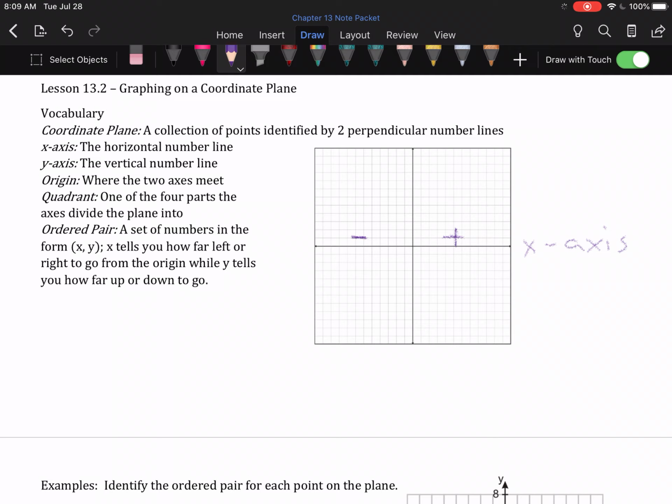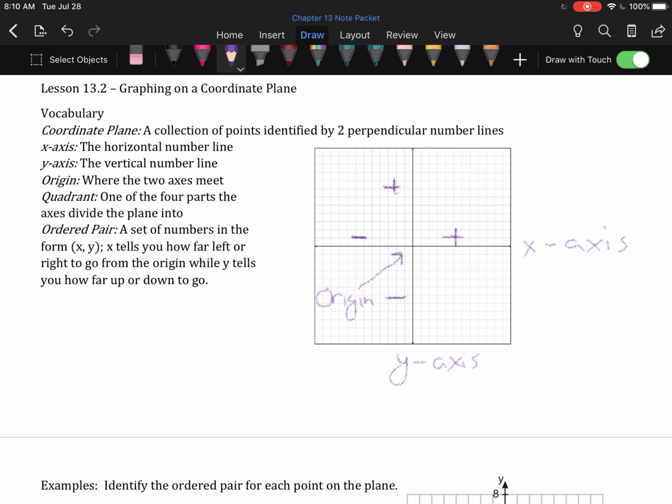The y-axis is the vertical number line. So it's this guy that goes up and down through the middle. And just like the x-axis, there's a positive and a negative part. The positive part is up, and the negative part is down. The origin is where the two axes meet. So that point right in the middle is called the origin.